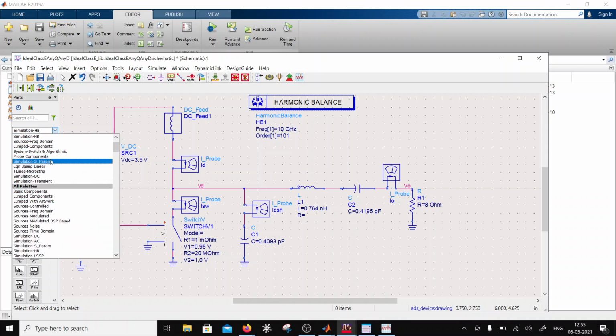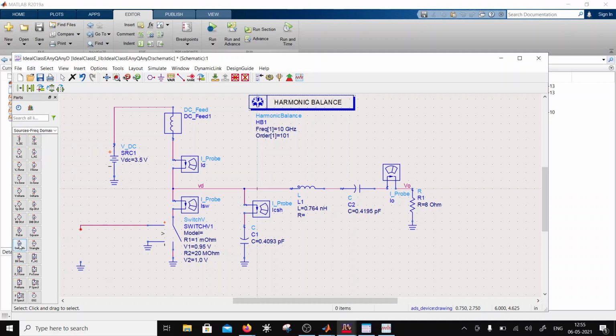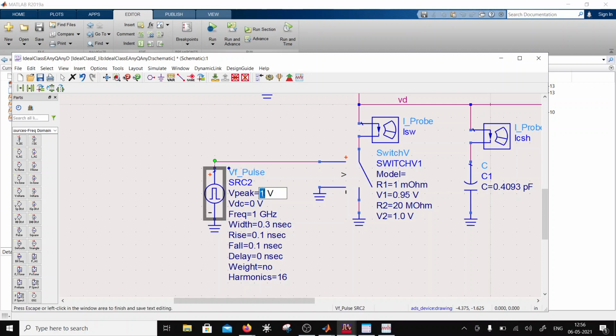Sources, frequency domain. So we have got V pulse. Or rather V square will also do, right? Okay, let's see what this is. So I am going to have a peak voltage of, let's say, 5 volts, a frequency of 10 gigahertz.